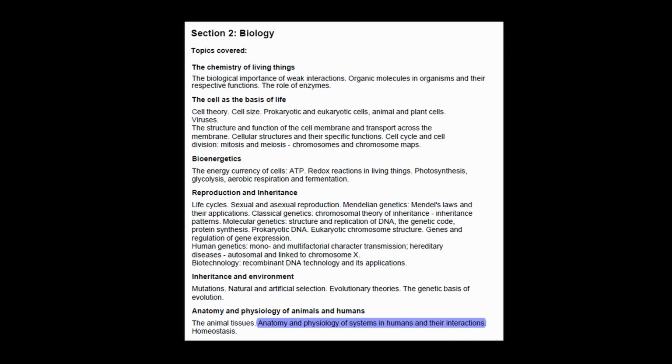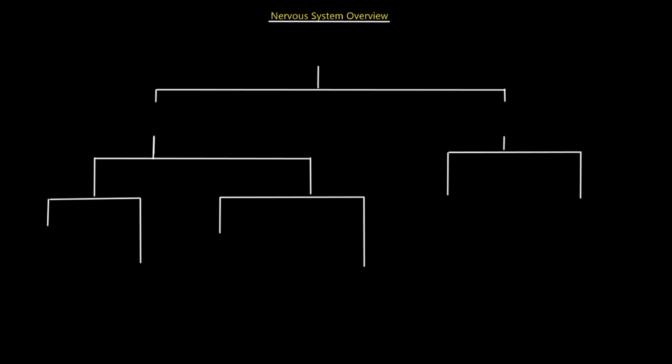And the topic of today's video is going to be the nervous system. This is something we talked about in our animal tissues unit. However, we're going to revisit this in greater detail and talk about the anatomy and physiology of the nervous system in humans. So the first thing I'm going to discuss is the organization of the nervous system, how it is organized, and what are the names of the different types of nervous systems as they're divided into several different types.